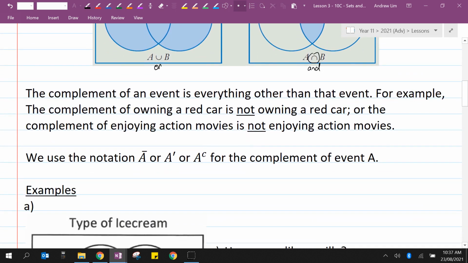The complement of an event is everything other than that event. For example, the complement of owning a red car is not owning a red car. You can't say the complement of owning a red car is owning a black car, because you could own a blue car, or a silver one, or a grey one. It could include not even owning a car at all. Or the complement of enjoying action movies is not enjoying action movies. So I always like to use the word not in front of the event for the complement. I think that just makes it nice and easy.